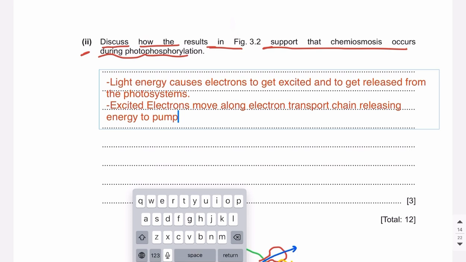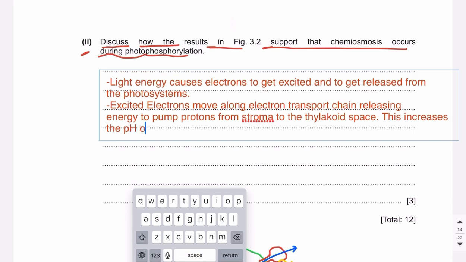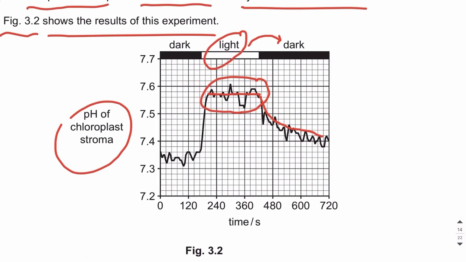to pump protons from stroma to the thylakoid space. This decreases what? This increases the pH of stroma as shown in figure 3.2, right?